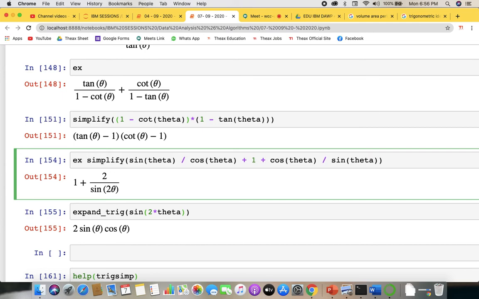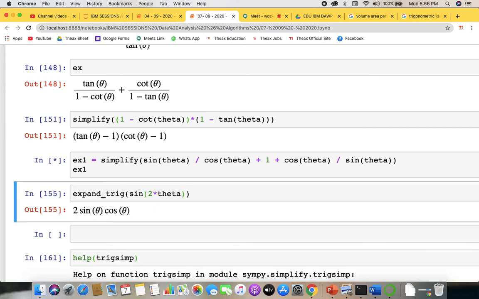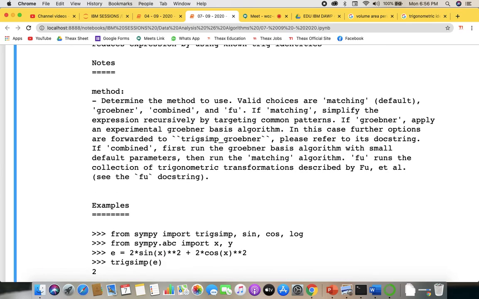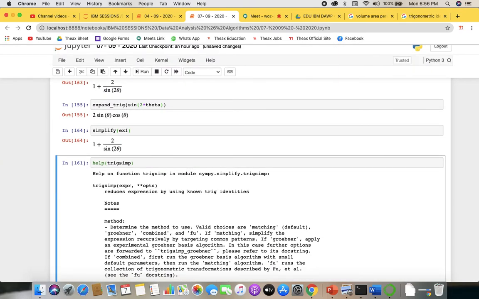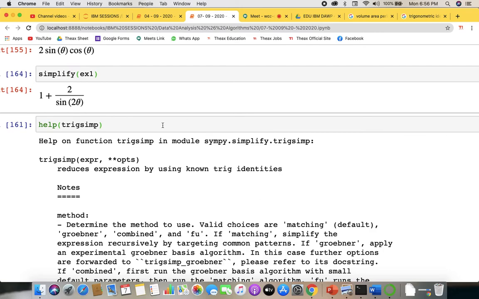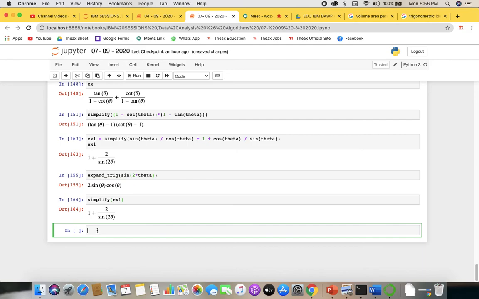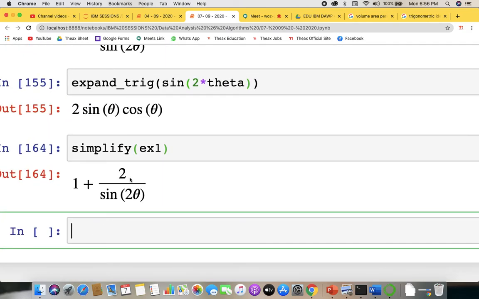So if I solve this simplification, let's say this is ex1. So what is the value of simplify here? It is again still that. So I'll have to manually write it there. So it is clearly understandable from here. So that is 1 plus 2 by sine 2 theta, and so are the values you are getting, right?